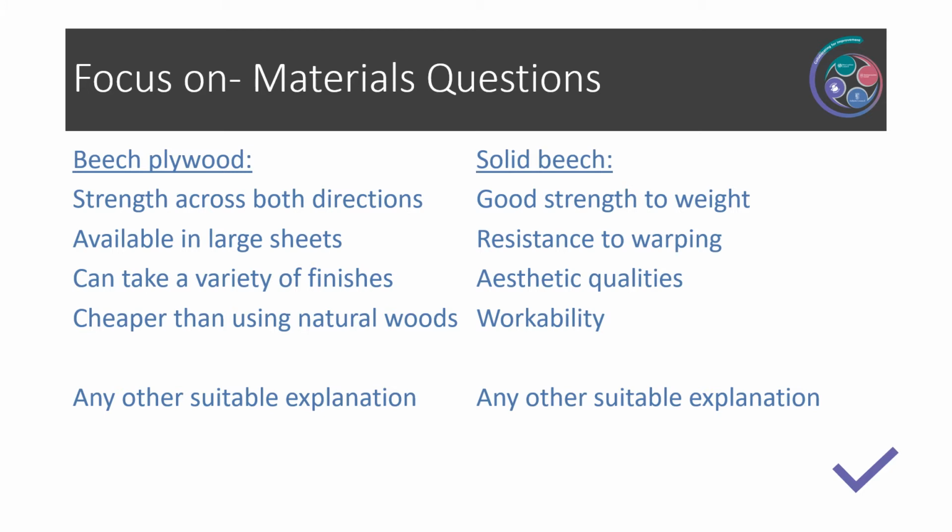For beech plywood, you may have answered a question on sustainability, about how it is better for the environment compared to a natural wood. Solid beech has a good strength to weight ratio, which is good for the scooter because it will be strong and withstand the weight of the user, but won't be too heavy for them to use. It's resistant to warping, so will last a long time. It has good aesthetic qualities and looks nice. And it's easy to work with and shape, which is handy when the handles are round. Any other suitable explanation?